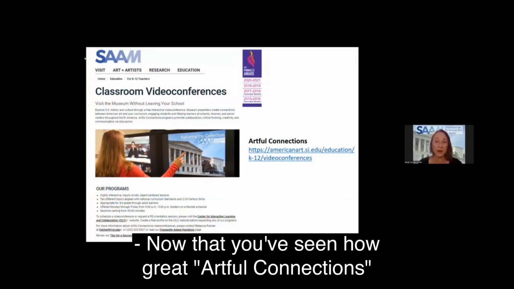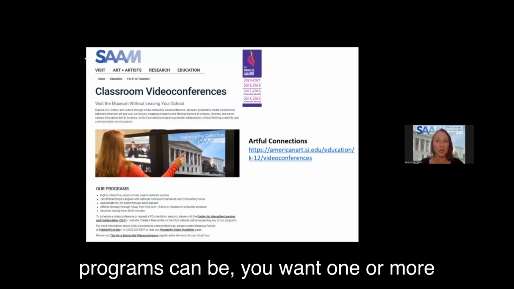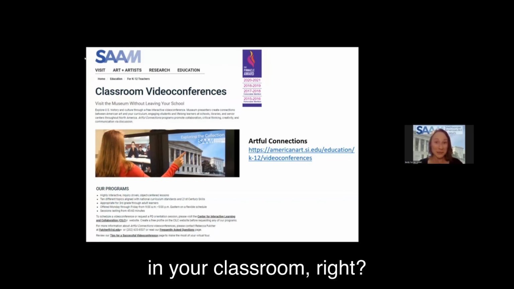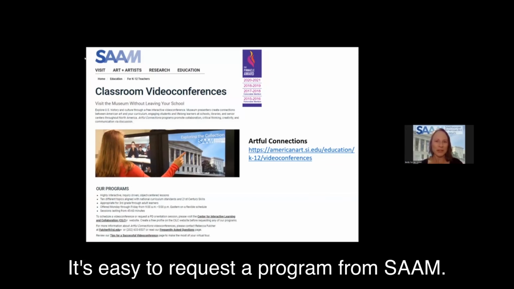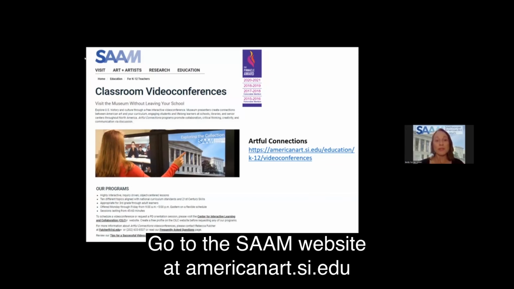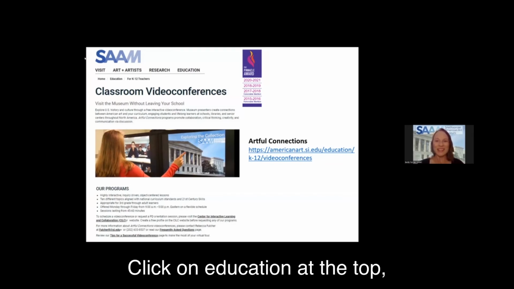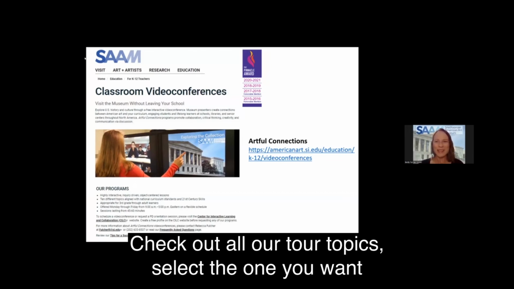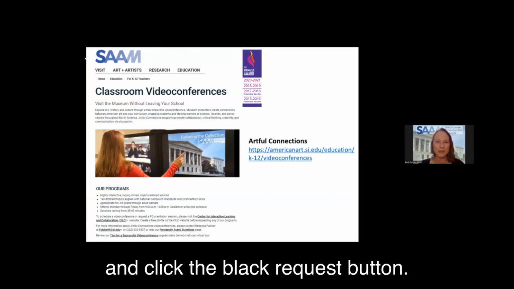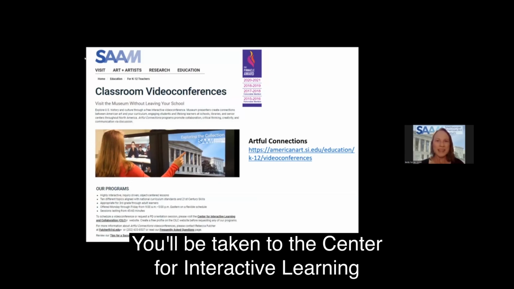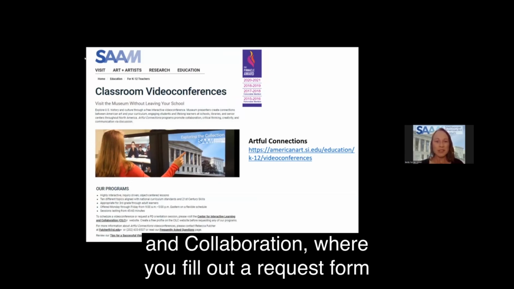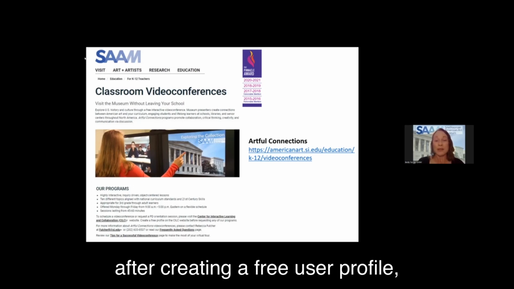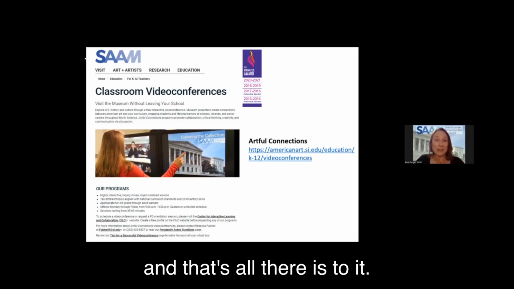Now that you've seen how great Artful Connections programs can be, you want one or more in your classroom, right? It's easy to request a program from SAM. Go to the SAM website at americanart.si.edu, click on Education at the top, scroll down and find classroom video conferences. Check out all our tour topics, select the one you want, and click the black Request button. You'll be taken to the Center for Interactive Learning and Collaboration, where you fill out a request form after creating a free user profile. And that's all there is to it.